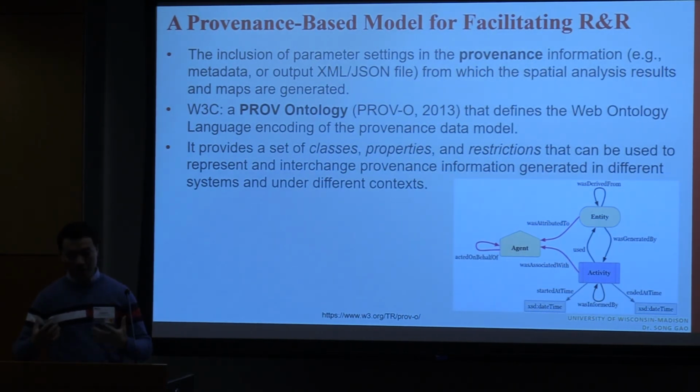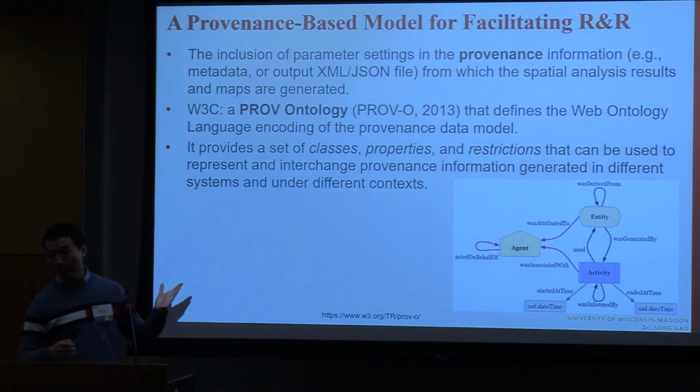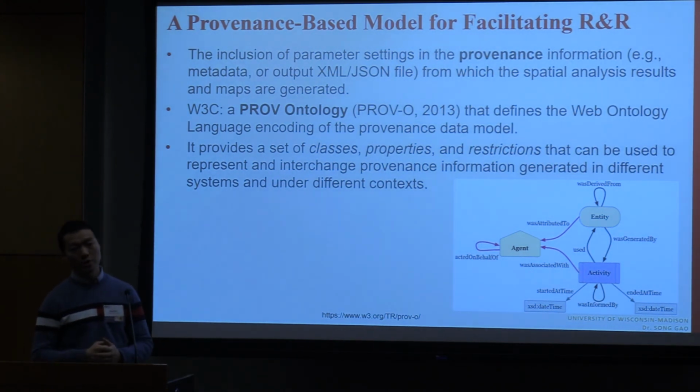So I feel that in terms of how we can incorporate open standards into the geoanalytics flow, this might be one way: to incorporate the open standard provenance ontology into the geoanalytic flow. This is something interesting to me. So that's all. Thank you.